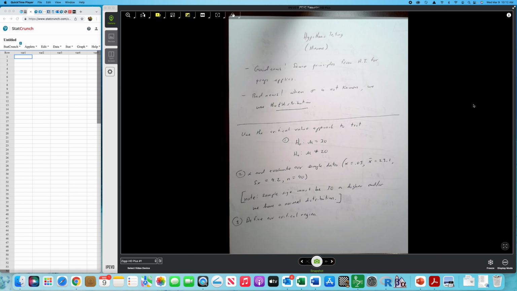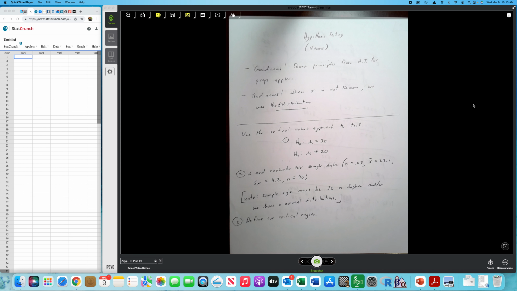work problems. So let's say that we're going to use the critical value approach to test that the mean is equal to 20 versus the mean is not equal to 20. Just like in proportions, the second step is to state your alpha and evaluate your sample data. Our alpha will be 0.05. Our sample mean, let's say it's 23.1. Sample standard deviation, 4.2. And let's say our sample size is 40.